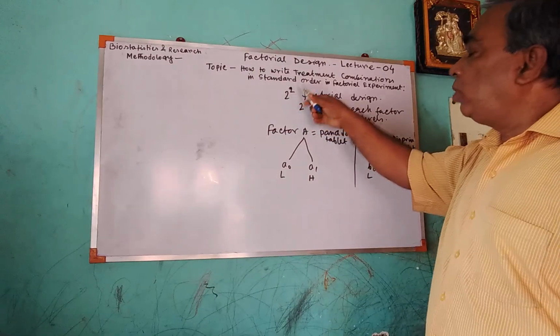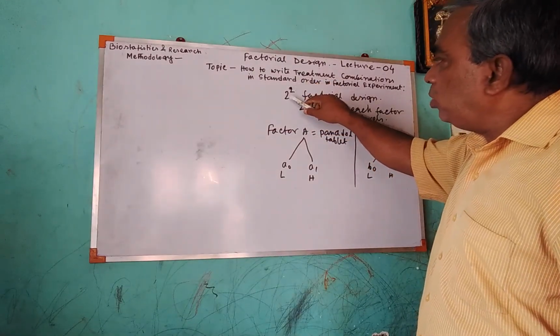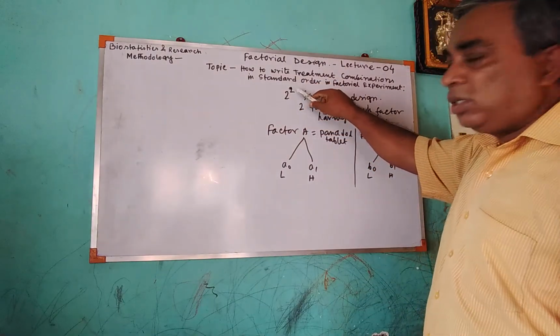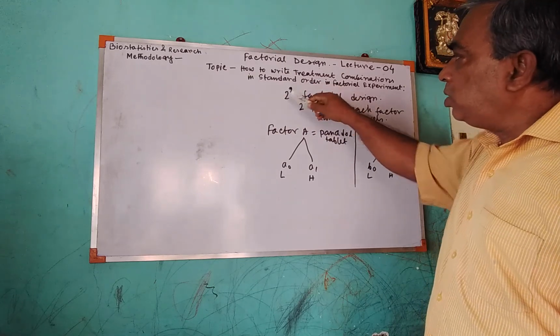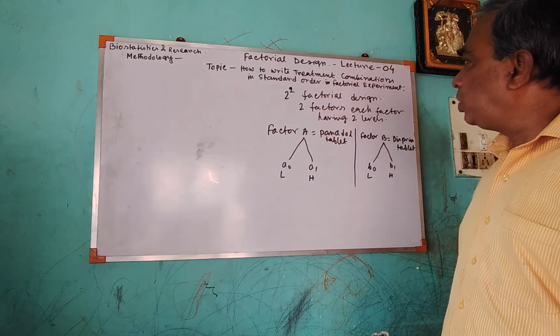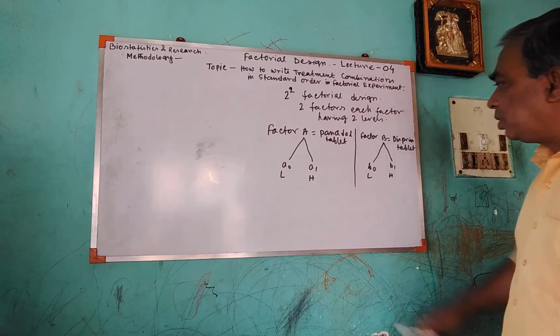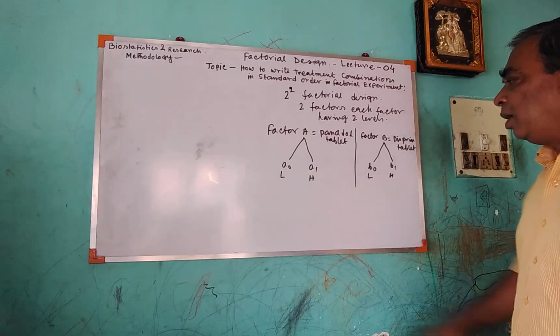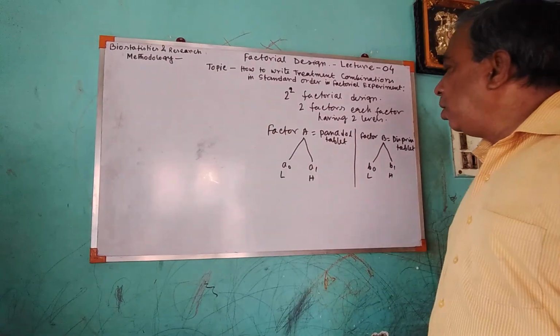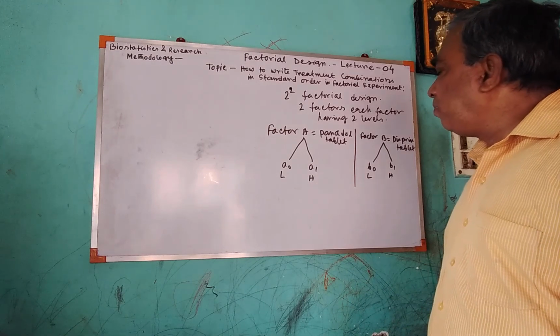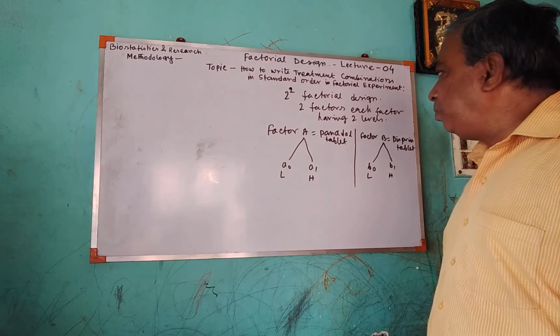Try to understand: this is known as factor, and this is known as level. So there are two factors, and each factor has two levels, a lower level and a higher level. So how to write, firstly, the number of treatment combinations.